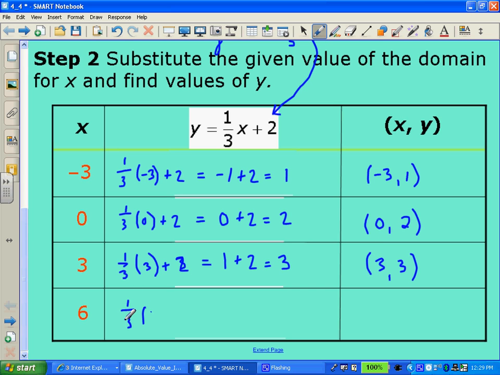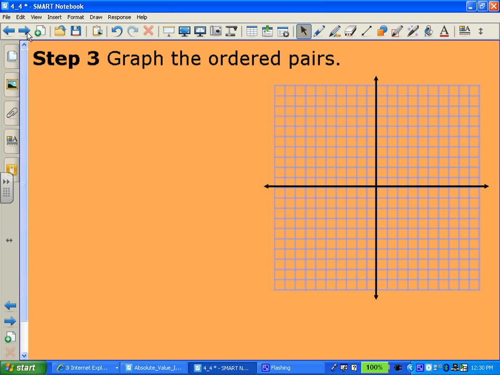And then I plug in 6. 1/3 times 6 is 2. 2 plus 2 is 4. So I get the ordered pair 6, 4. And then the last step, after I've created the table, shown my work of course, got my ordered pairs, is to graph those ordered pairs. So I had -3, 1, 0, 2, 3, 3, and 6, 4.